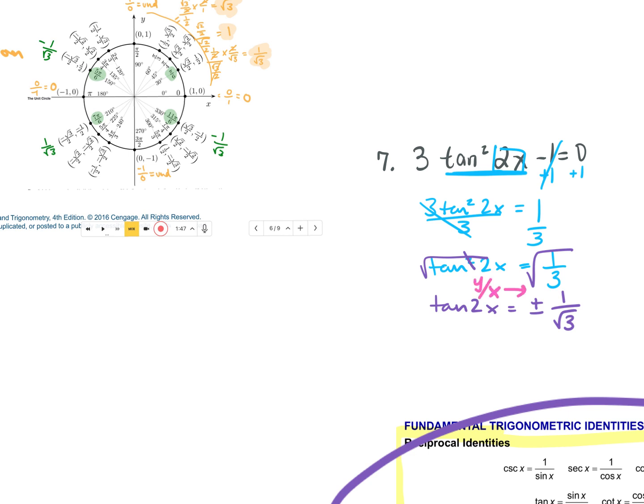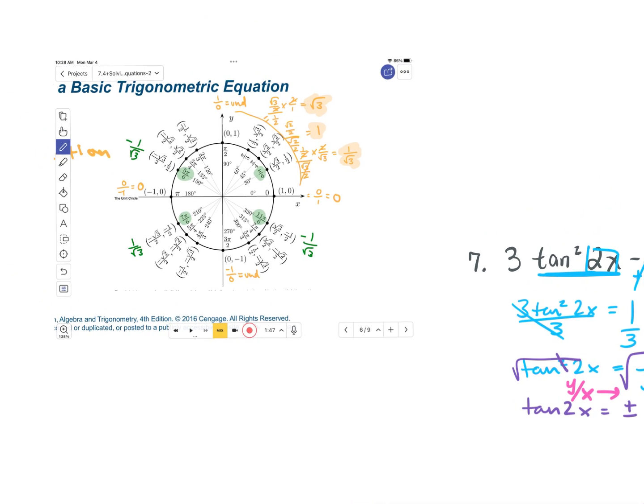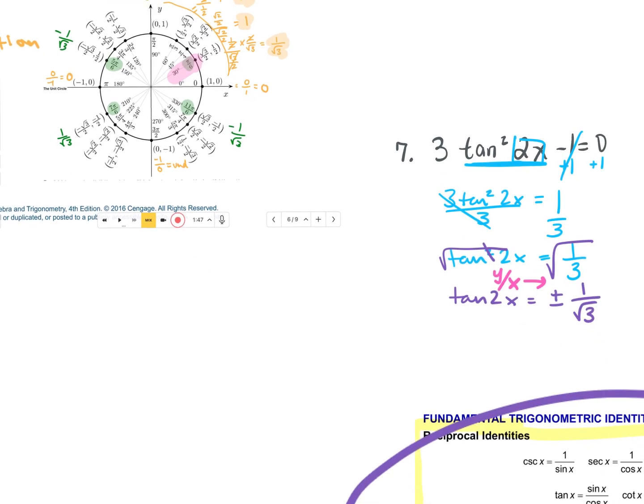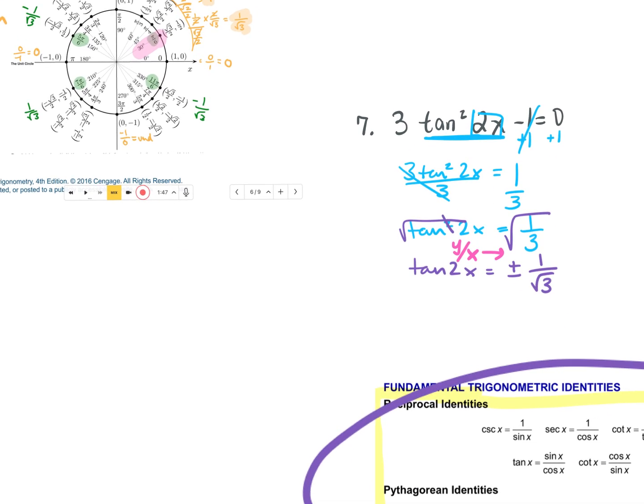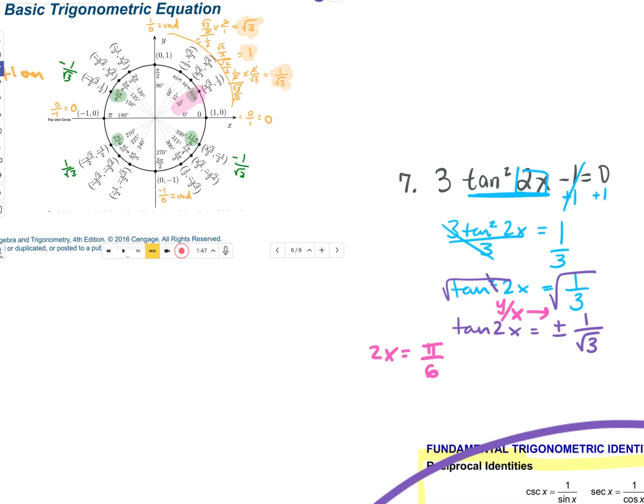positive or negative 1 over square root 3? At 30, so that would be pi over 6. So because we have a multiple angle, this is what we did yesterday. We have to say 2x is equal to pi over 6. Where else? 150? Is that what you said? 150.